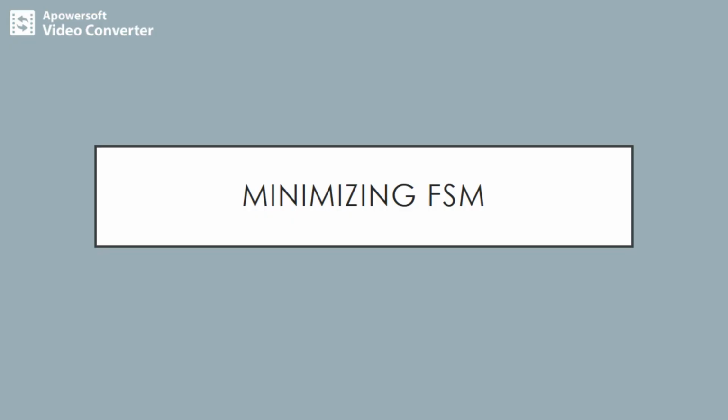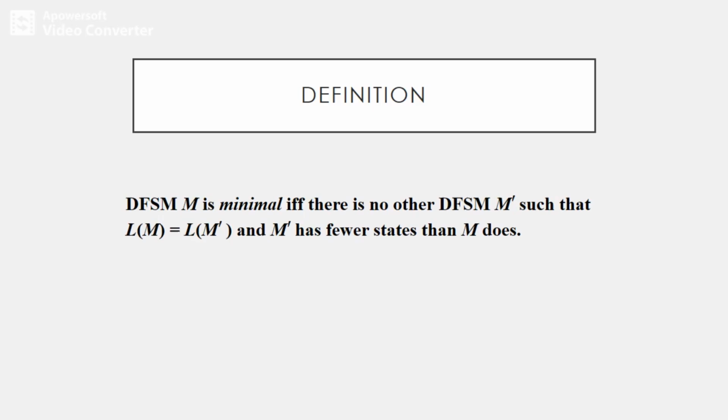Everyone, in this video lecture, we'll learn how to minimize FSM, mainly the deterministic finite state machine. Let's understand the definition of minimization of FSM. A DFSM M is minimal if and only if there is no other DFSM M' such that the language of M equals the language of M' and M' has fewer states than M does.